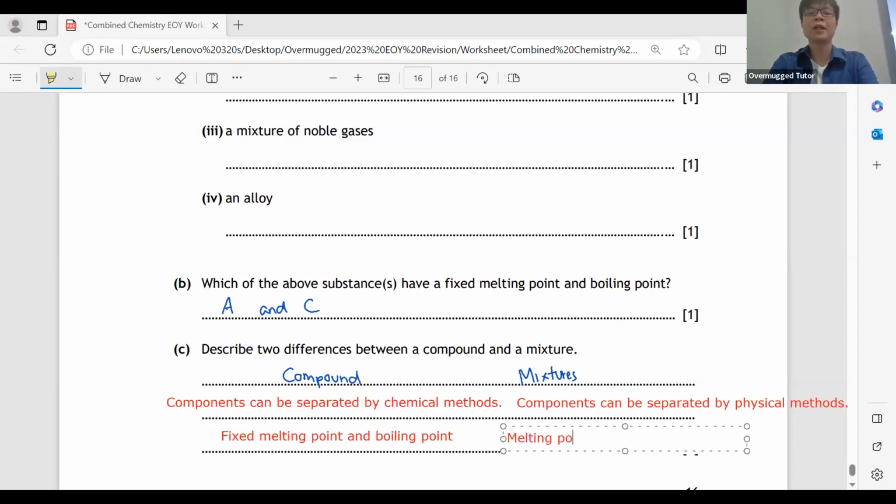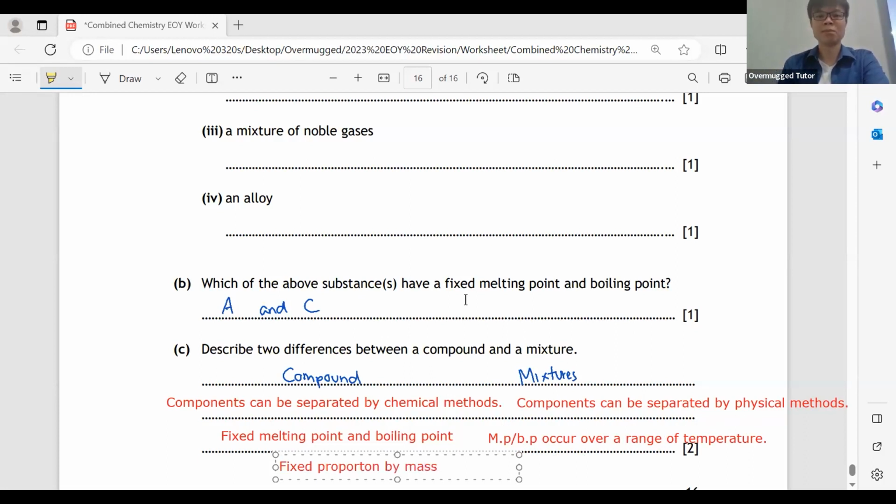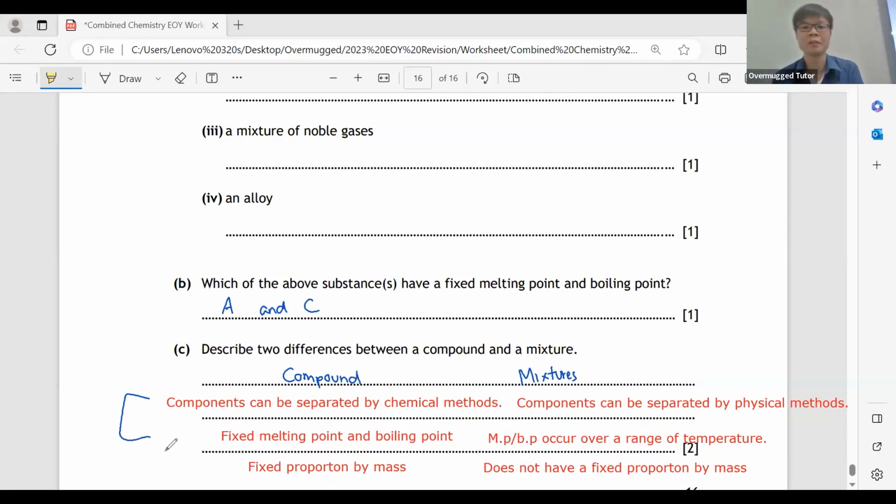Okay, the other one, melting point and boiling point occur over a range of temperature. Y'all can just write short form, MP, BP. In the exam, y'all write the full thing. Okay, so these two are the most commonly used ones. You may see this also. Fixed proportion by mass. Like as I mentioned, to make water just now, you need 2 hydrogen, 1 oxygen. Mixtures do not have a fixed proportion by mass. Yes, energy change also can. It's just that these two seem a bit more intuitive to memorize, because you will see this being tested repeatedly.